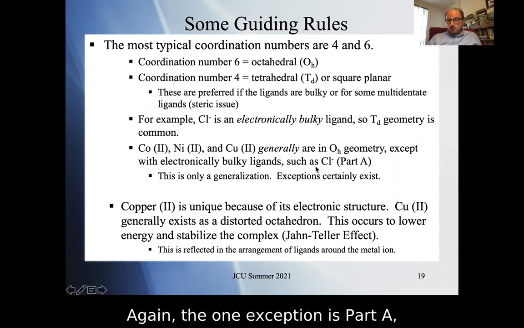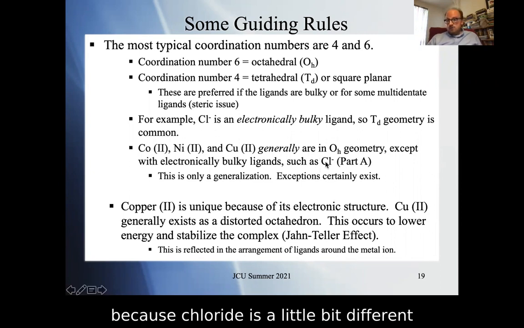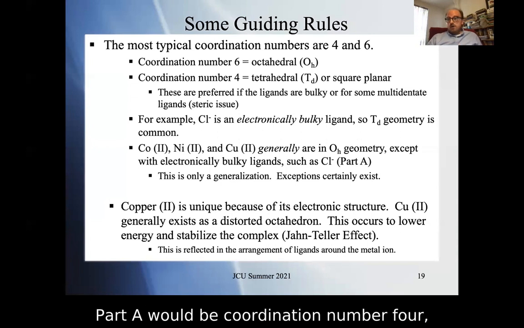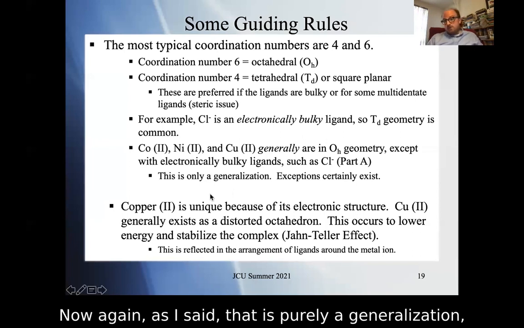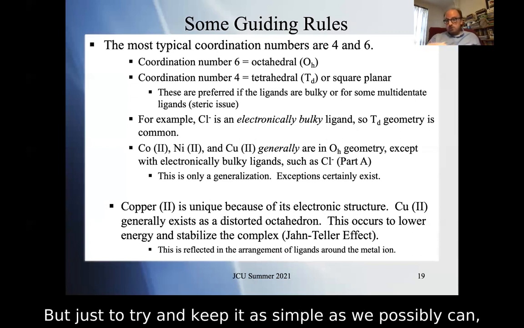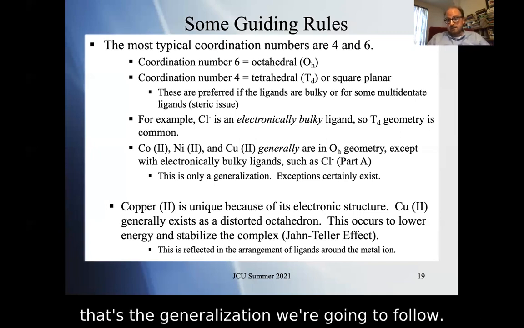Again, the one exception is part A, because chloride's a little bit different and prefers tetrahedral. So in terms of the general rules, part A would be coordination number 4. Parts B, C, D is coordination number 6. Now, as I said, that is purely a generalization, and many, many exceptions certainly exist, some even amongst the ones we're going to look at. But just to keep it as simple as we possibly can, that's the generalization we're going to follow.